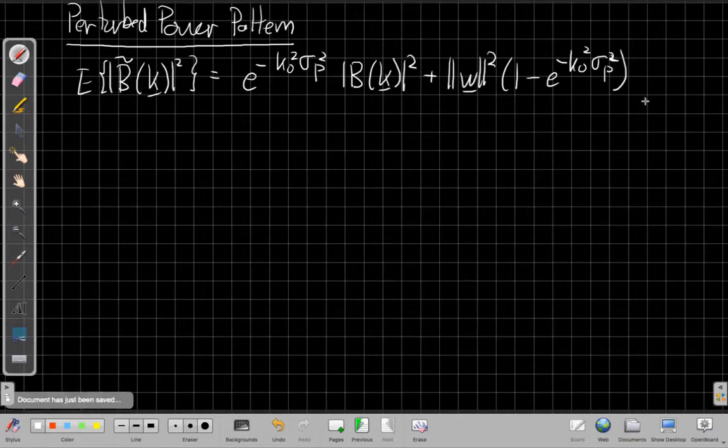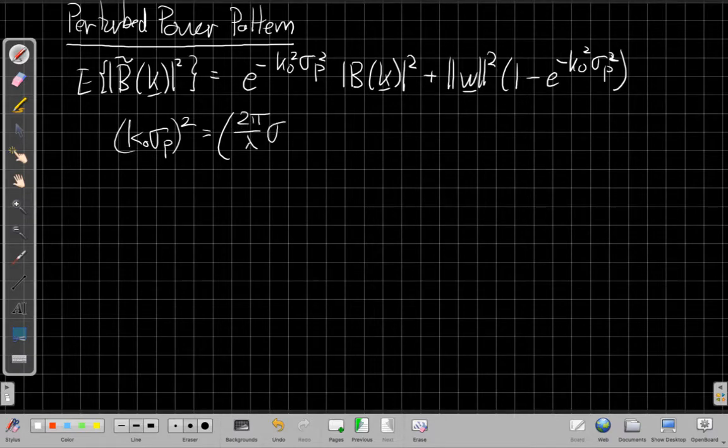So this is true for all directions, that I add in a term that's like the magnitude of w squared times 1 minus e to the minus k naught sigma p. So it's worth taking a moment to interpret a few of these things. If I think about k naught sigma p, I can write it like this, converting k naught back into 2 pi over lambda times sigma p.